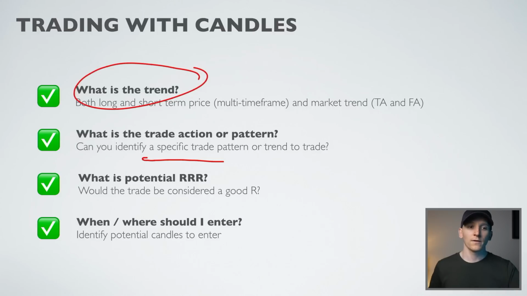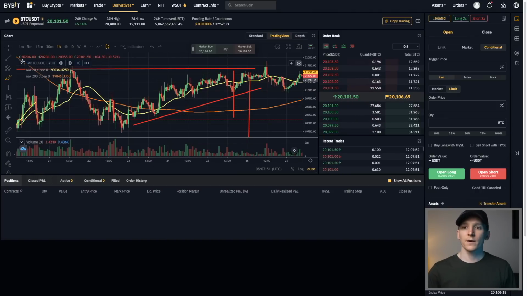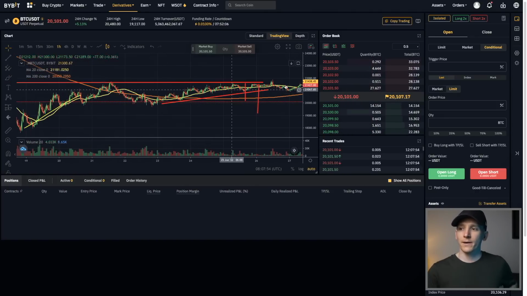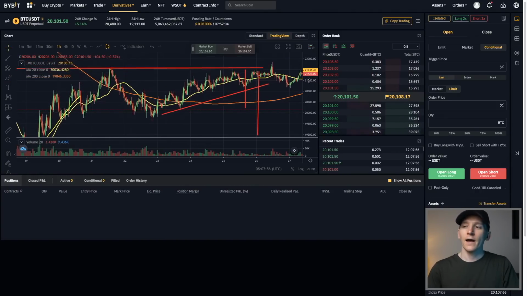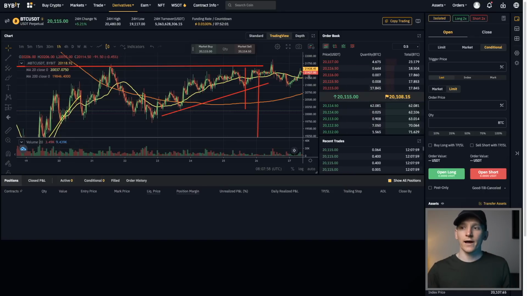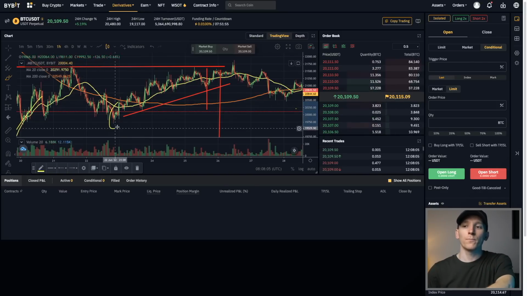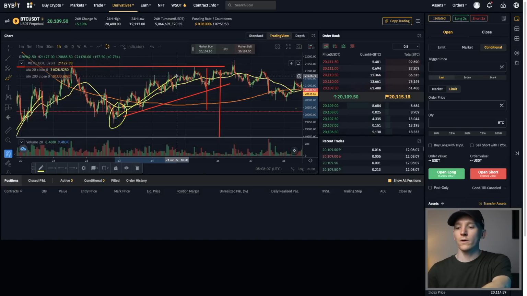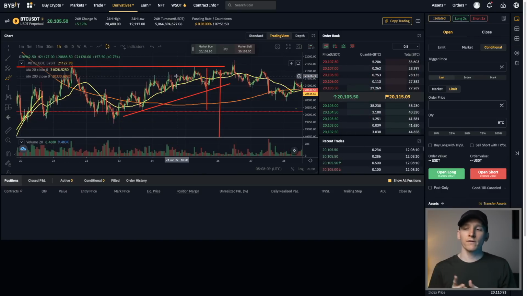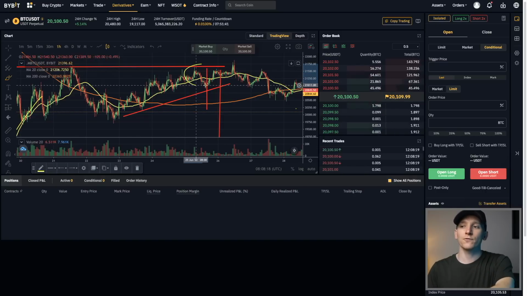So what I mean by that is, can you identify a specific trade pattern or trend to trade? So we can go with the first point, which is what is the trend? We know we're in a downtrend. Then what I can do here is look at a potential area that I want to trade. And if I'm considering that we're in a downtrend, what I want to do now is try and sell rallies. So rather than going long and looking for some bullish divergent candles to go long on, what I'm really looking for is two things. The first is some bearish divergent candles because we're in a downtrend. The second thing is looking to see some consolidation at resistance levels.